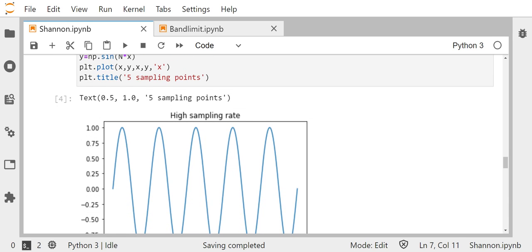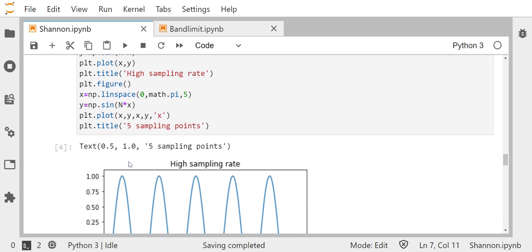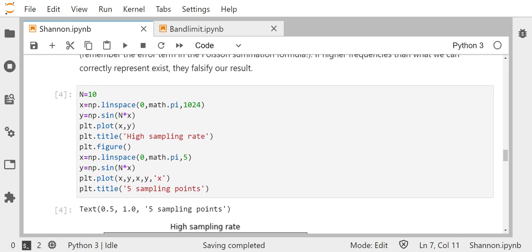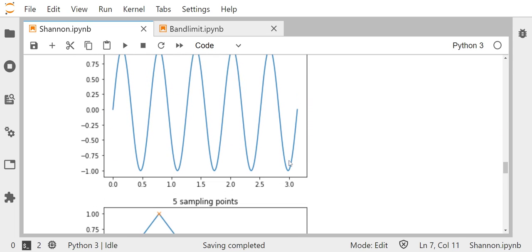Just to give you an idea of why that is. This is the sine of 10 times x. So it looks something like this. And it has been sampled with an enormously high, far too high sampling rate. So that's why we can see sine of 10 times x here quite nicely. Okay, now let's take an extremely small sampling rate, and let's take, I think, 5 sample points on 0 to pi.